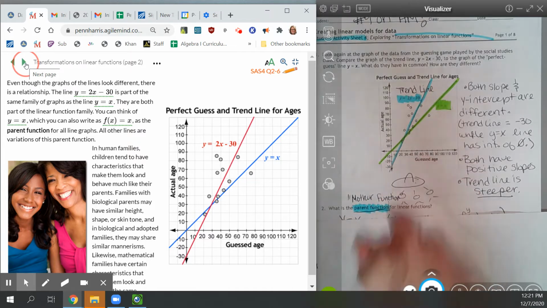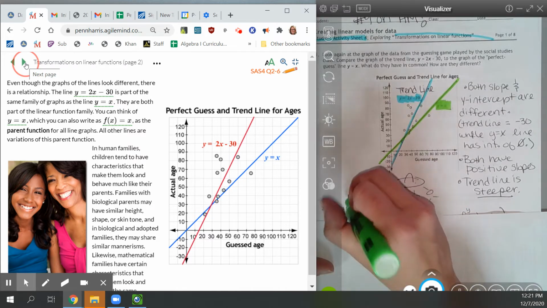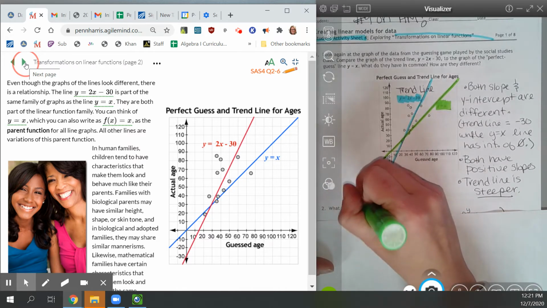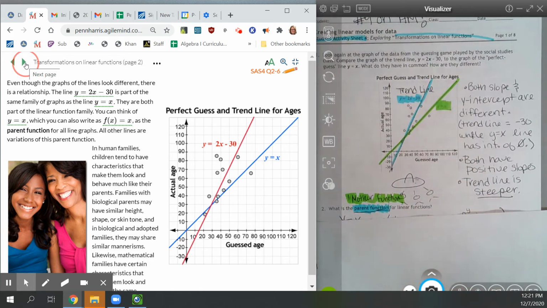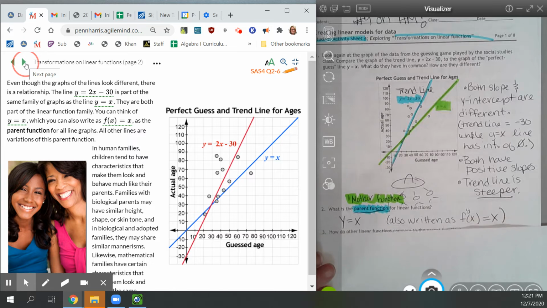And with this, guys, this is just like our parents. We get certain traits from our parents. If my parents have a darker skin tone, I'm going to have a darker skin tone. Or maybe one of my parents has a darker skin tone and one of my parents has a lighter skin tone, I'm going to have a mix of something in between. That's kind of how the parent function works. The parent function is what we get everything from.